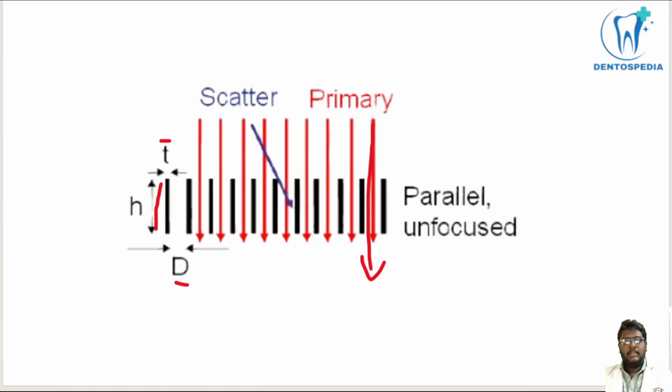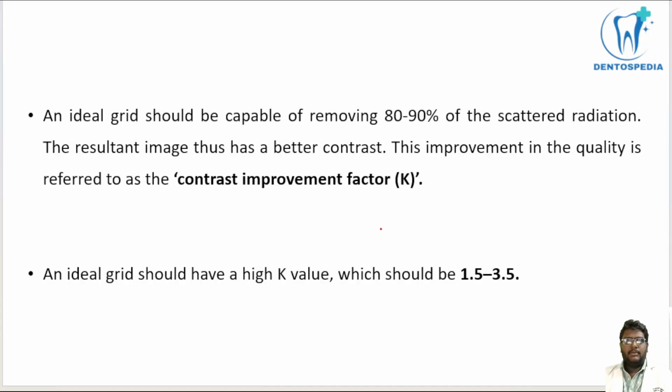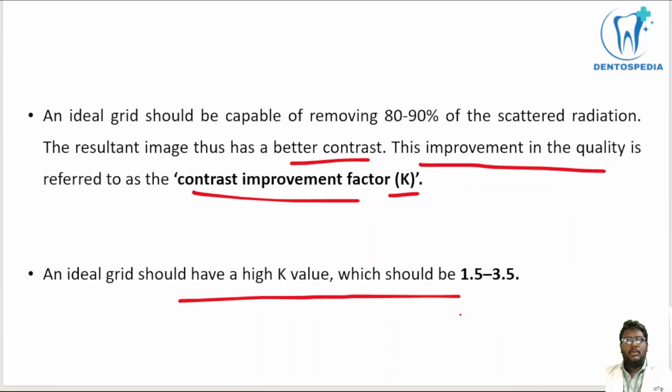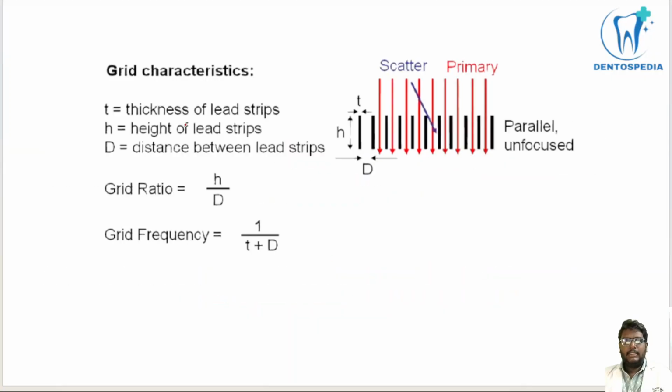And we have various kinds of grids, based on the structure. In grids, we have a characteristic feature called contrast improvement factor. An ideal grid should be capable of removing 80 to 90% of the scattered radiation. The resultant image thus has better contrast. This improvement in quality is referred to as the contrast improvement factor, represented by the letter K. The ideal grid should have a high K value, around 1.5 to 3.5. And these are the grid characteristics.